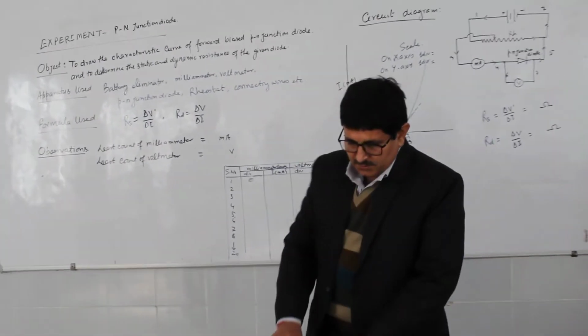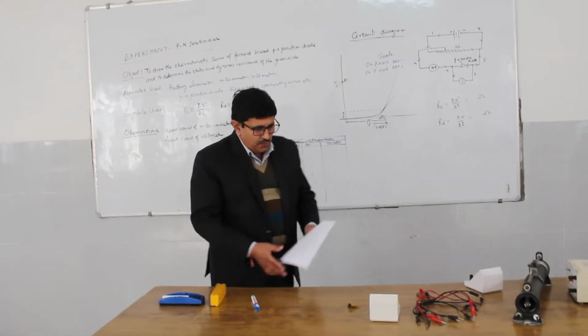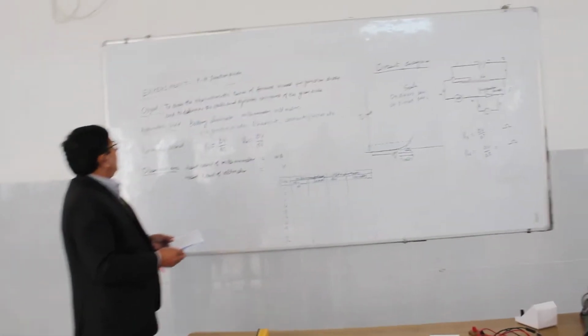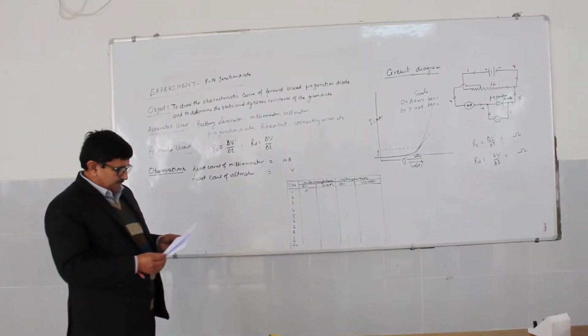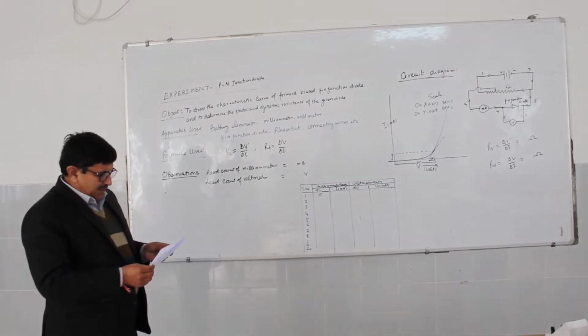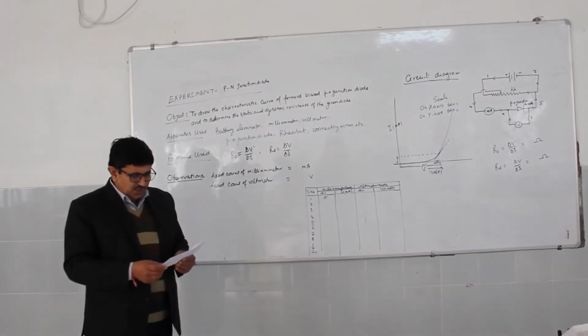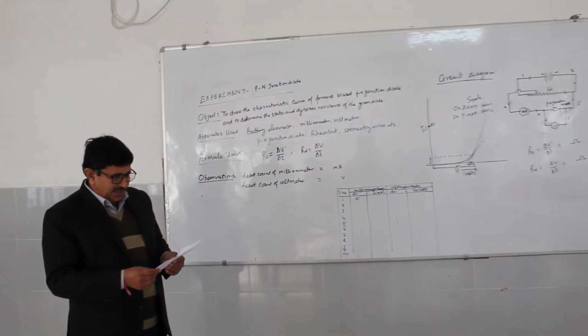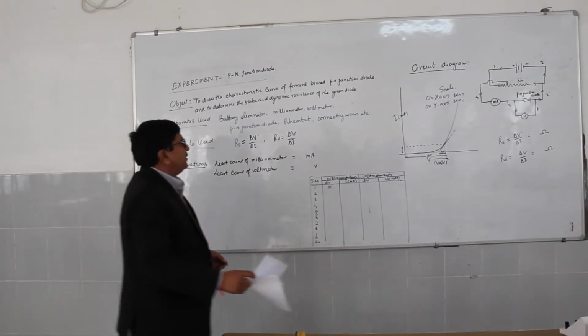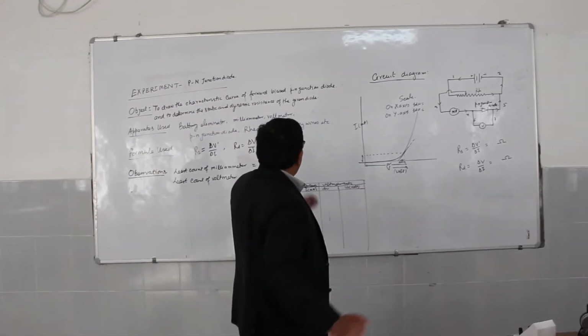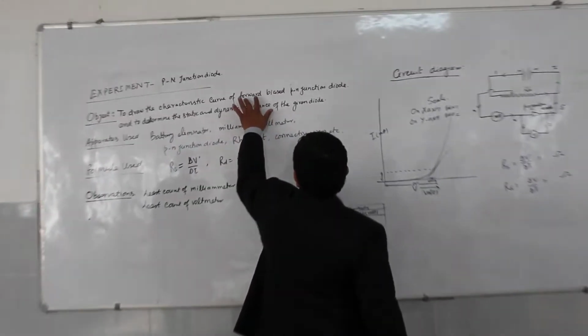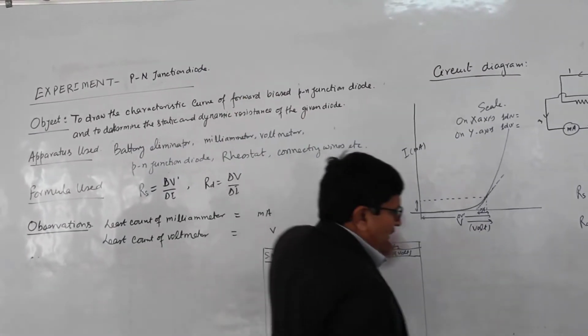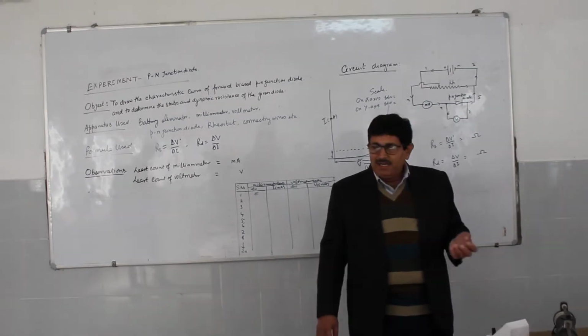Students, now I will explain another experiment, that is the PN junction diode. The aim is to draw the characteristic curve of a forward bias PN junction diode and to determine the static and dynamic resistance of the given diode. This is half part of this experiment. We have forward as well as reverse characteristics, but reverse characteristics are not in our scope.